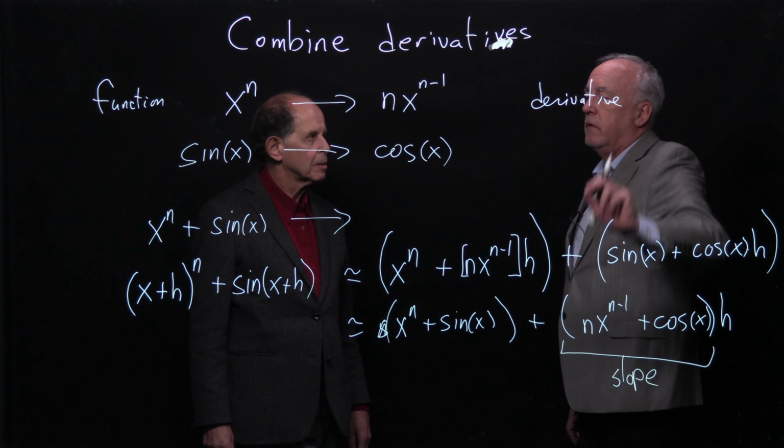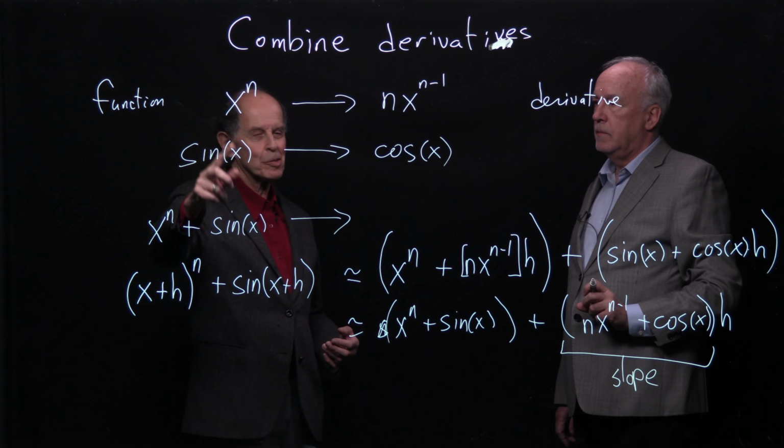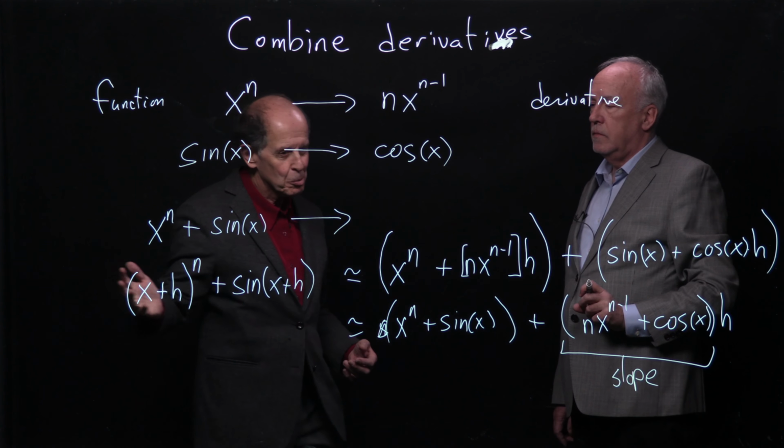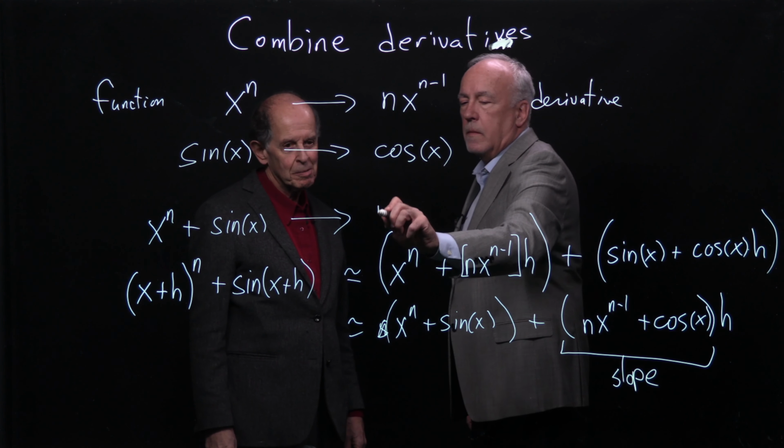So that's what we call the derivative. And so we can see that if this was f of x and this was g of x, the process would be exactly the same. And we would have f of x plus g of x.